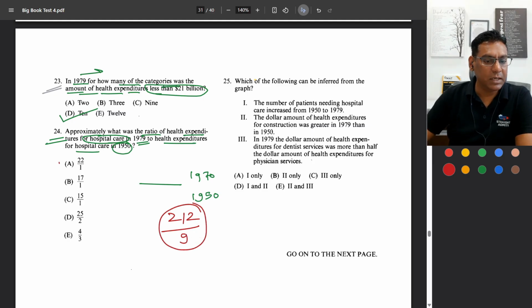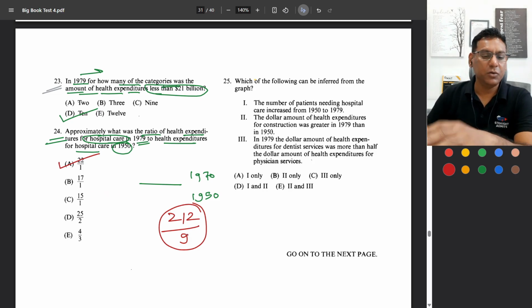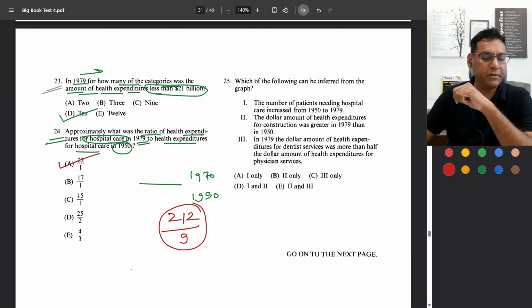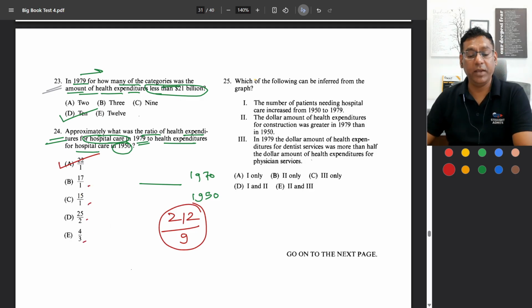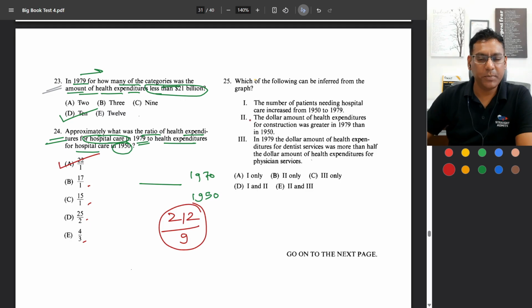Okay. There's only one answer that is close. If you take the exact number, you will be able to arrive at this. But it's definitely not any of these, because those are way off. Approximation works, and we have seen more complex graphs in earlier tests, and there also we have done approximations.